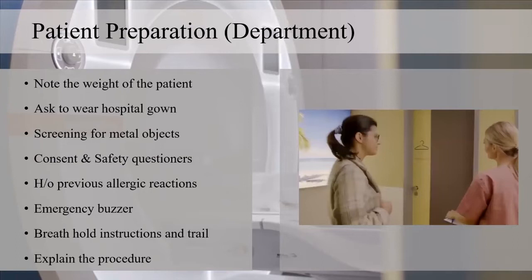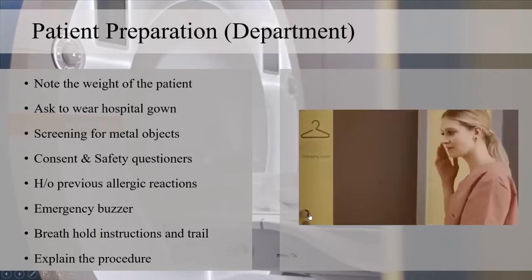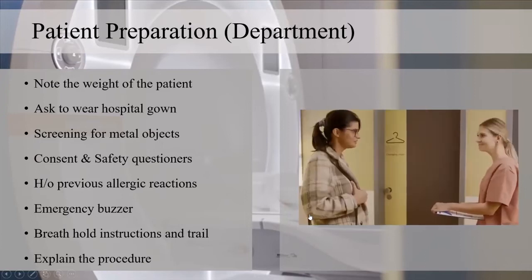Now the patient preparation in the department. Here, we'll weigh the patient. We have to check the weight of the patient, which has to be entered for the calculation of SAR. So we'll enter the weight into the system, and the system will calculate this. Next, we'll ask the patient to wear a hospital gown. So the patient has to change into a hospital gown.